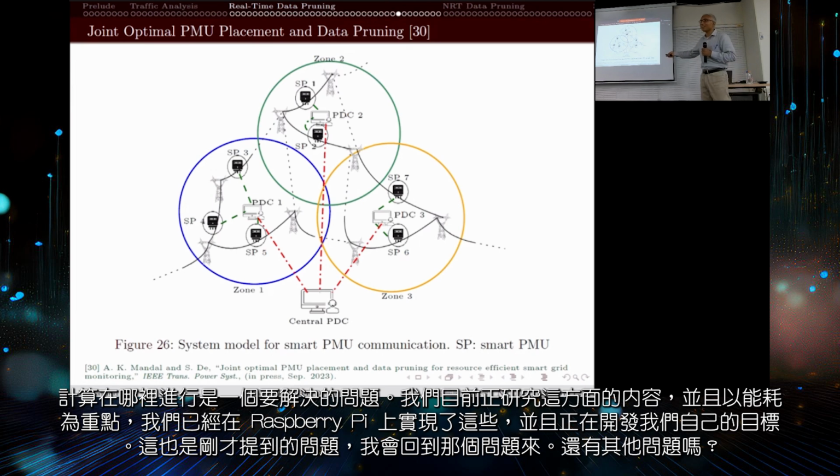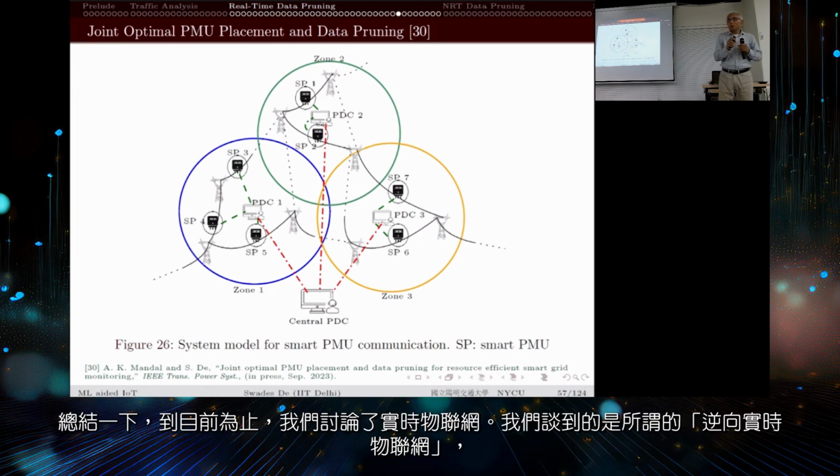We are actually currently investigating that, with energy as the emphasis. We have been implementing using RPi, implemented already, and then we are developing our own boards. And that is where the question comes actually. I'll come back to that question more.